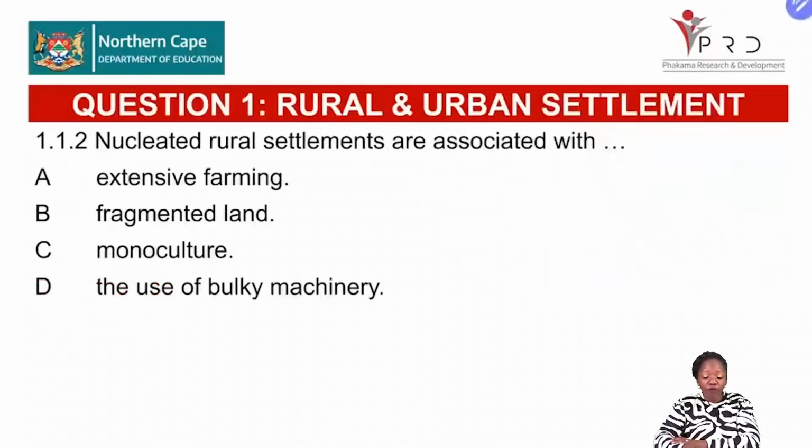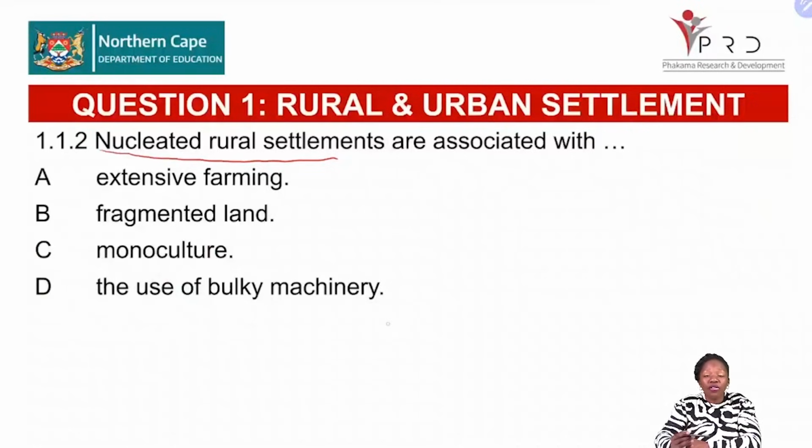Then we're moving right along with our second question, your 1.1.2. Nucleated rural settlements are associated with A, is it an extensive farming? B, is it a fragmented land? And then C, is it a monoculture? And then D, the use of bulky machinery.